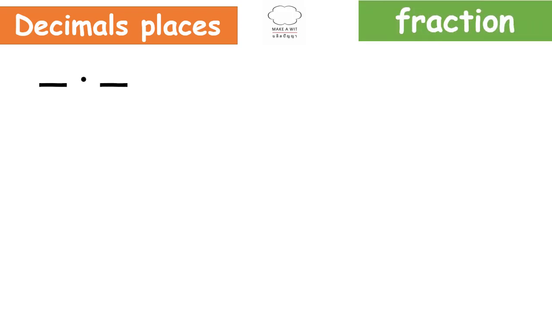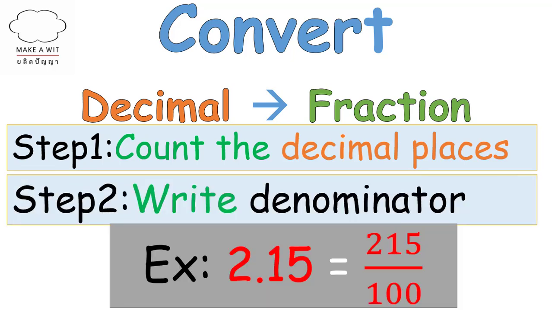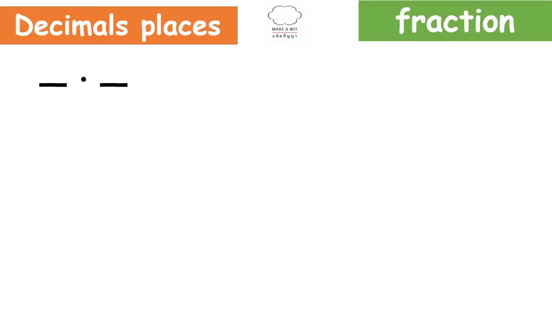I have the example blah point blah. How to change blah point blah to a fraction? So look at step 1. Remember step 1, count the decimal places. So how to count? Look at these. Blah point blah. How many decimal places are there? Decimal places are after the point. There is only 1. So it equals blah over 10.